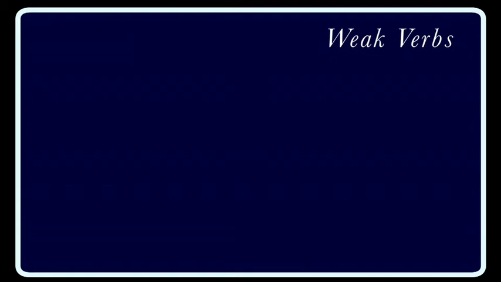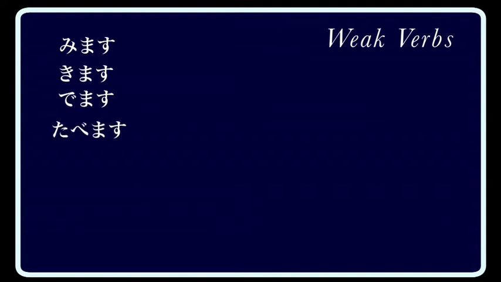Let's start by looking at some basic verbs and work out why they are weak verbs, and then look at how to change them to make the dictionary or plain form. Mimas is to watch or to see. Kimas, in this case, means to wear, as in wearing a kimono or wearing clothing. Demas, to leave the house. Tabemas, to eat.